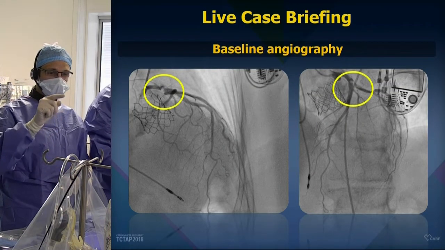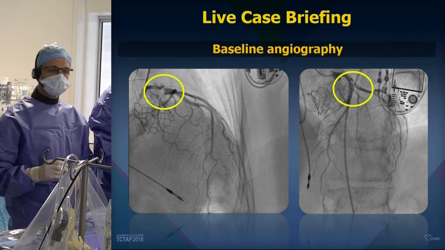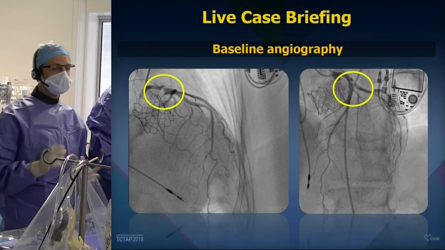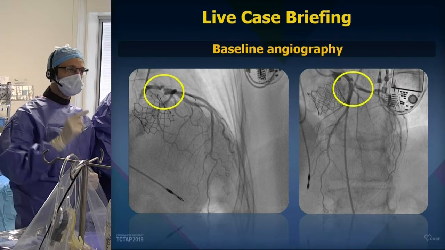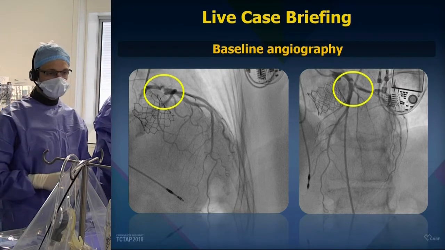We see that there is a huge LAD, so we will try to perform a DK crush from the left main to LAD and a side branch with a circumflex.